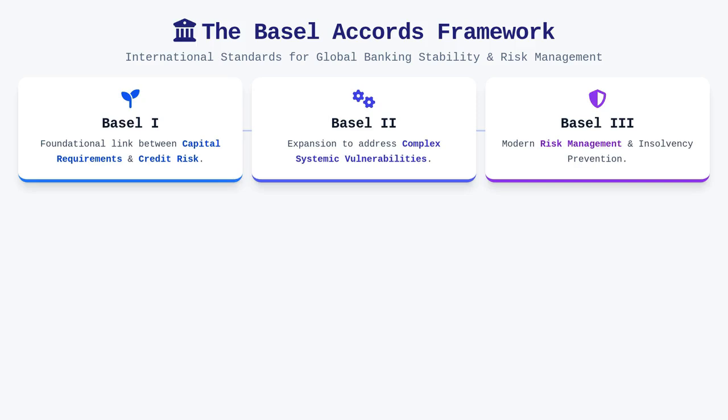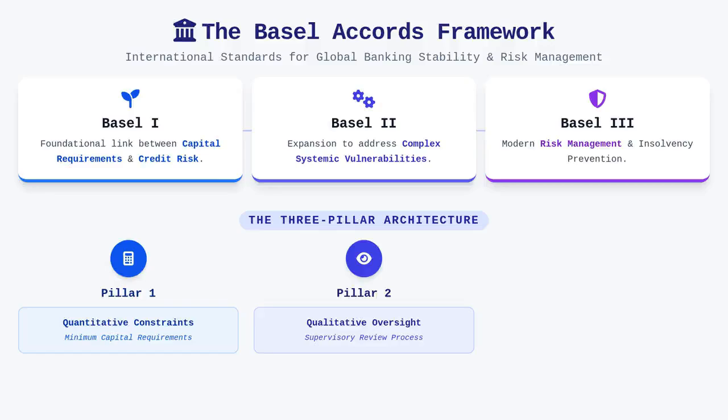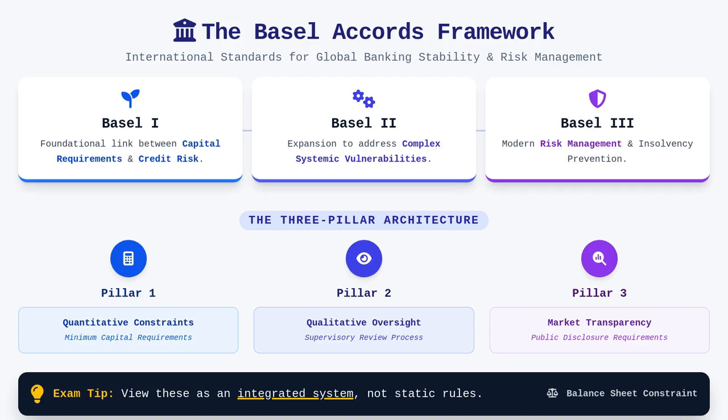When you are analyzing these requirements for the exam, it is vital to view them not just as static rules, but as an integrated system of risk management. The architecture is defined by the three-pillar framework, which balances quantitative constraints with qualitative oversight and transparency. Understanding why these pillars were added in succession helps in remembering how each layer addresses a different layer of potential banking failure. You should maintain a focus on how these regulations constrain the balance sheet to prevent the insolvency of global financial institutions. A firm grasp of these structural components is essential for addressing the technical questions you will face.